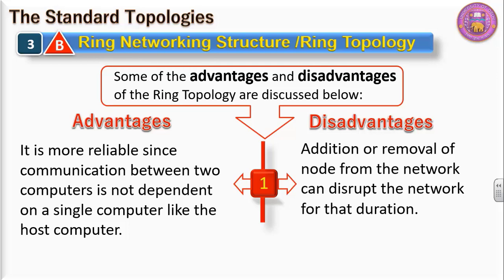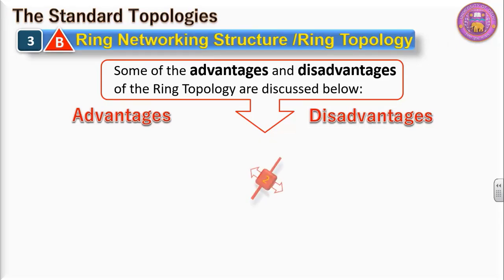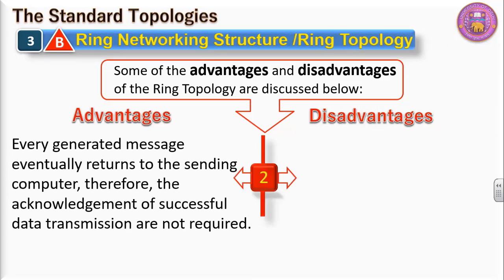As we have seen, one of the disadvantages is that any addition made to the ring or any removal of a computer from the network can disrupt the normal functioning of the network for that duration. Every generated message eventually returns to the sending computer. We already talked about this particular point, so this is one of the biggest advantages, that every generated message eventually returns to the sending computer. Therefore, the acknowledgement of successful data transmission is not required.